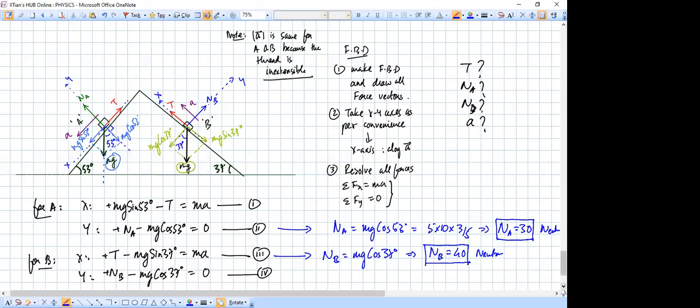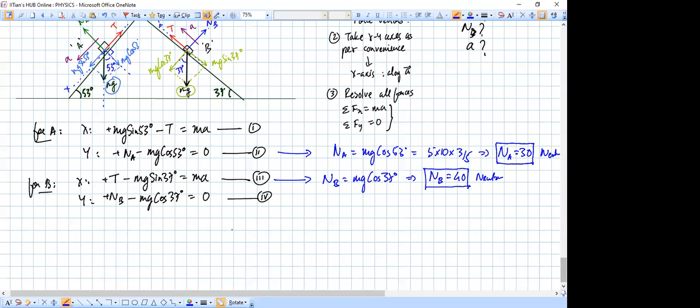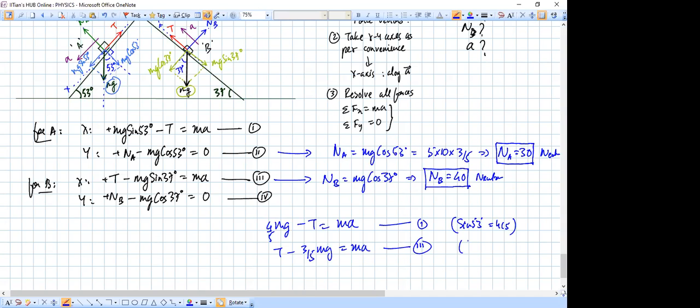Now equations 1 and 3 we can solve in that same manner. Just add the two equations. So you have mg sine 53, which is nothing but 4 by 5 mg, minus T is equal to ma. That's your equation 1. Here I'm just writing sine 53 as 4 by 5. Similarly your equation 3 becomes T minus 3 by 5 mg is equal to ma, because I'm writing sine 37 as 3 by 5, or you can even write them as 0.8 and 0.6.